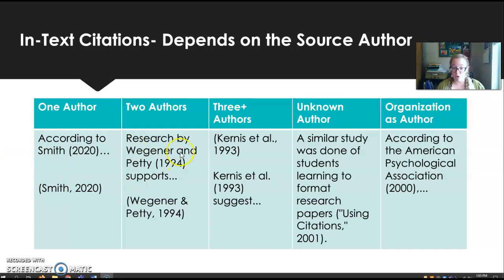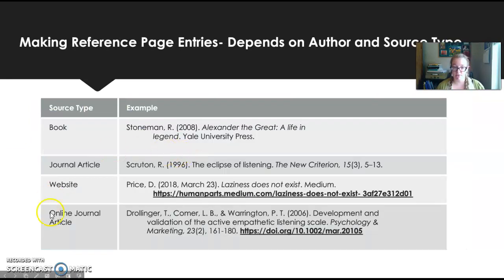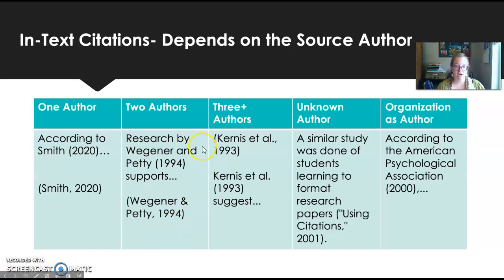You'll notice when you have two authors, you'll put and between their names. If you have three or more, you're going to use what's called et al. So you'll use the first author's last name listed and then et al. for three or more. If you don't know the author, you're going to use the name of the article. But often if you can't find the author, then it may not be a good source for you to use. Just keep that in mind. And then another option is you might come across publications by an organization that don't have a specific author. So then you might use the association.